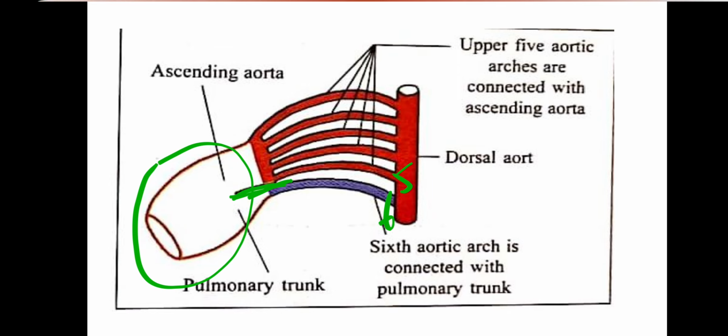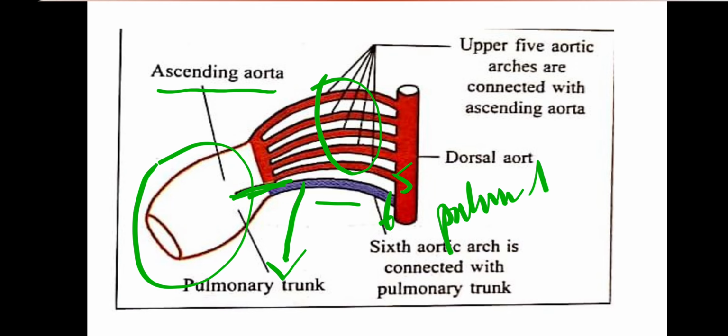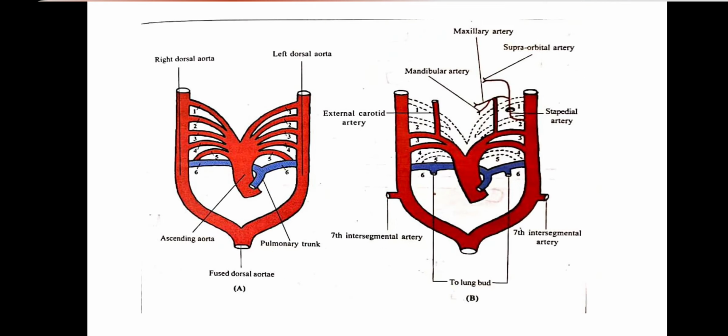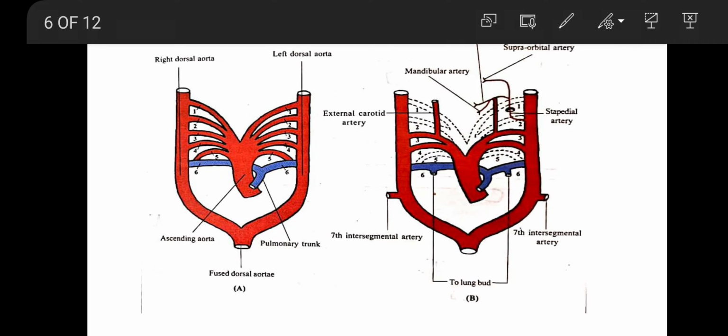So, the first 5 arches are going to have their connection with the ascending aorta, and the 6th arterial arch is going to have its connection with the pulmonary trunk. So that the division of the spiral septum is such that the first 5 arterial arches have their connection with the aorta, and the 6th arterial arch, which later on develops into the pulmonary artery, has its connection with the pulmonary trunk. So we'll see about the fate of each one of the arteries.